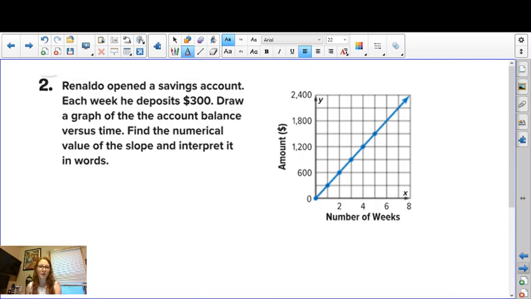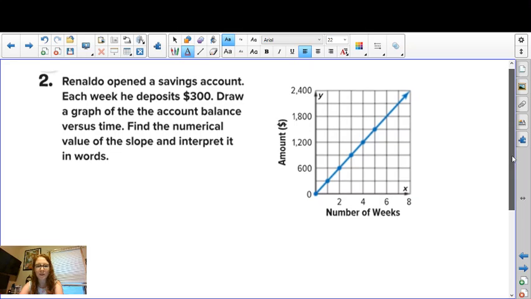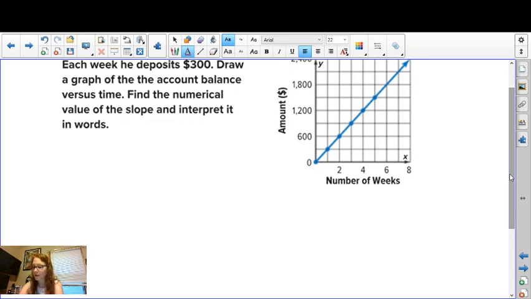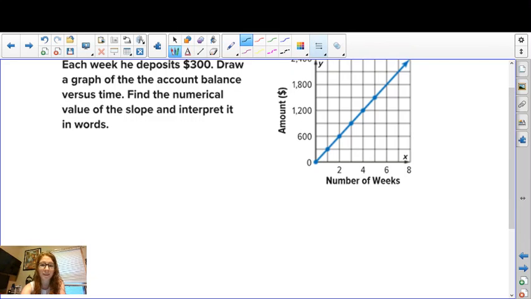Number 2. Ronaldo opened a savings account. Each week he deposits $300. Draw the graph of the account balance versus time. Find the numerical value of the slope and interpret it in words. Again, it's already graphed for us. Super awesome. Now it wants us to find the numerical value and interpret it in terms of words. So let's pick 2 points. Let's do these two. Yeah, why not? So we see the graph goes up from 1200 to 600.